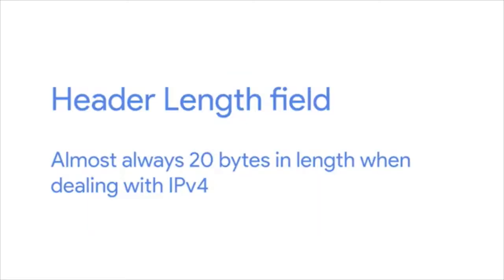This is almost always 20 bytes in length when dealing with IPv4. In fact, 20 bytes is the minimum length of an IP header. You couldn't fit all the data you need for a properly formatted IP header in any less space.